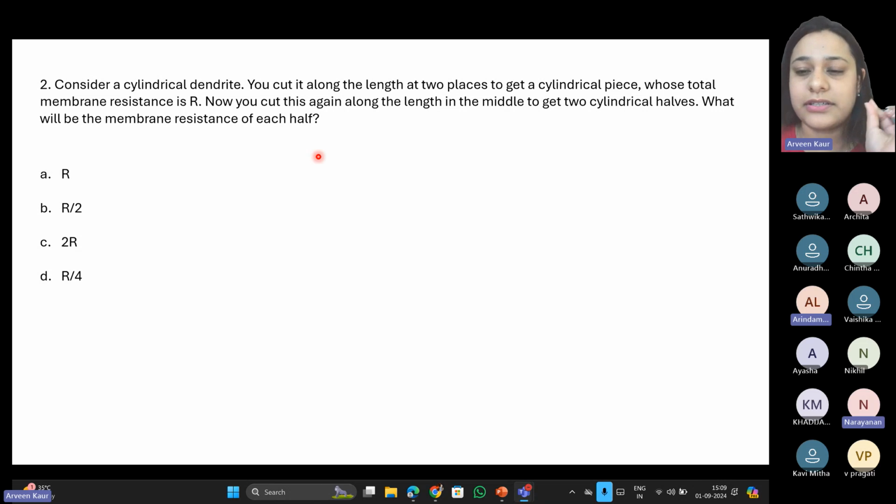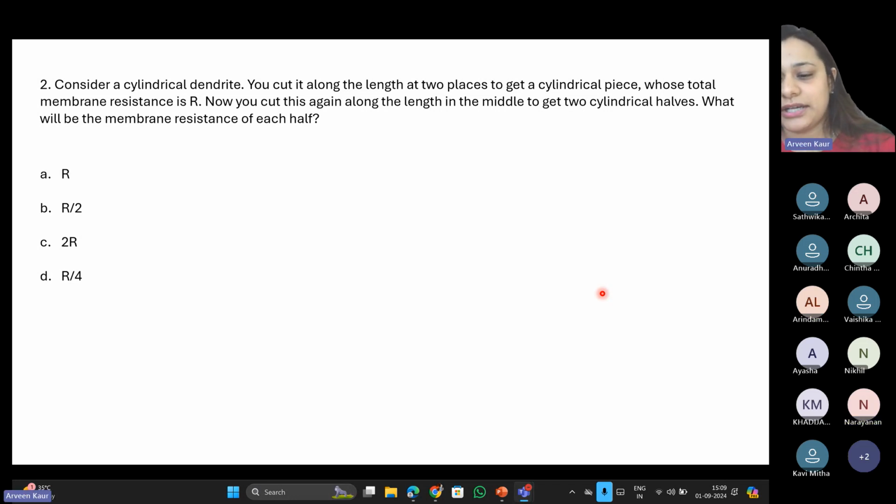So they have given a resistance value of R for the cylindrical piece of a dendrite. Then along the length we are cutting it again, and they are asking what will be the resultant membrane resistance of one half that we will get. Will it be R or R by 2 or 2R or R by 4? I would like you guys to think about it a little. Maybe if somebody can answer it, that is most welcome. If not, we'll obviously discuss the answer in a few moments.